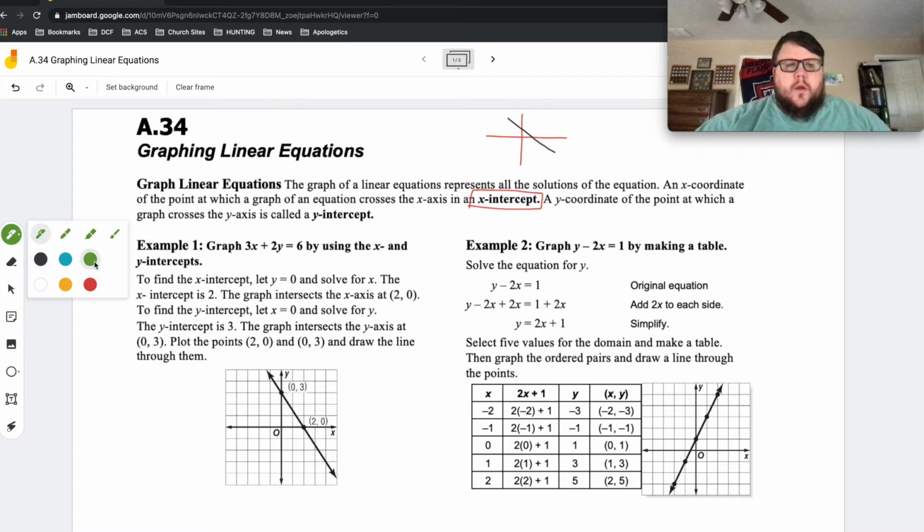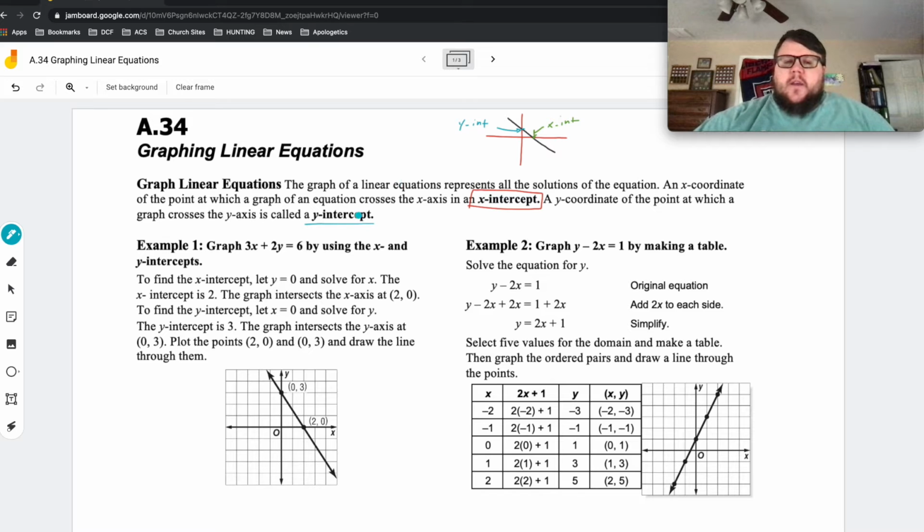The point where it crosses the x-axis right here is called the x-intercept. Where it crosses the y-axis, right here, is called the y-intercept. So we have the x-intercept and the y-intercept. The x-intercept is where it crosses the x-axis, and the y-intercept is where it crosses the y-axis.